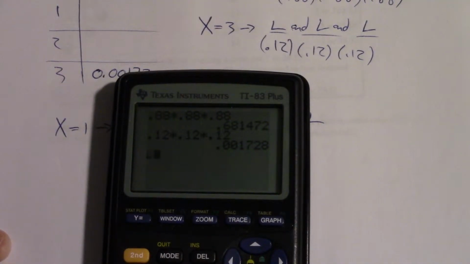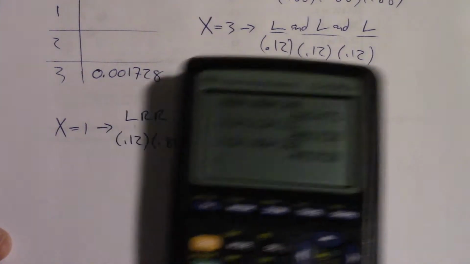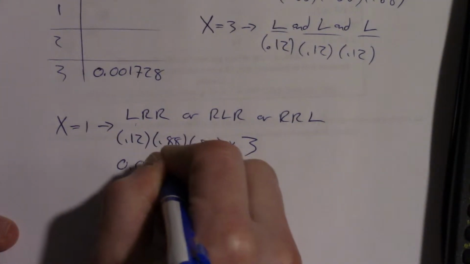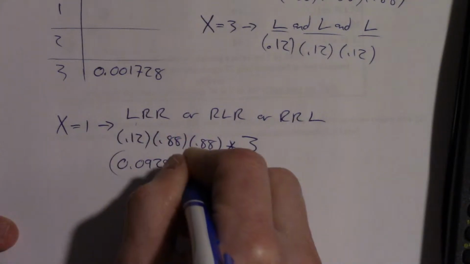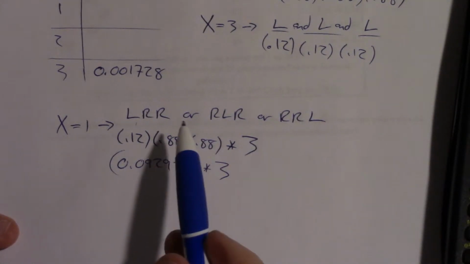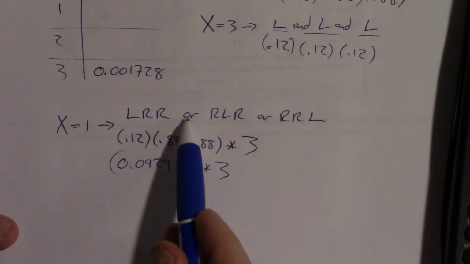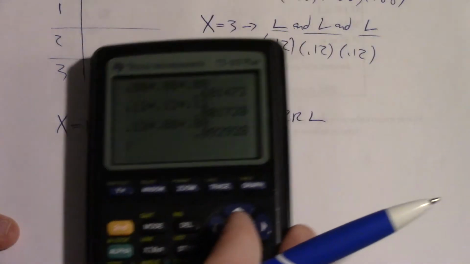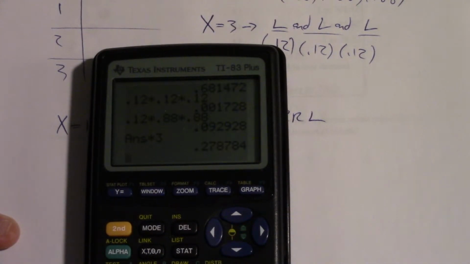So 0.12 times 0.88 times 0.88, 0.092928. And we multiply that by 3, because we have to take this one, plus this one, plus this one, but they're all the same value. So we get 0.278784.